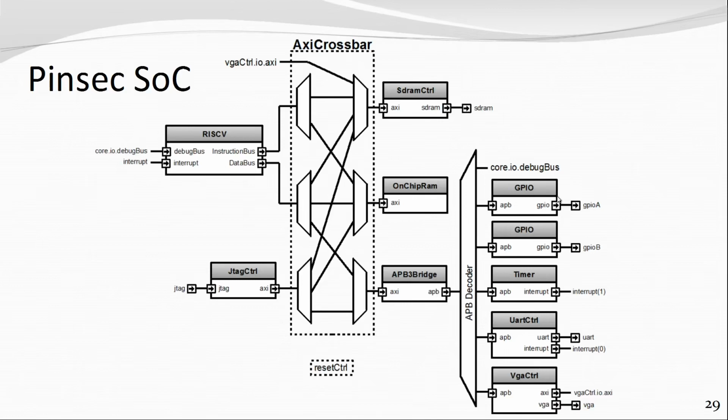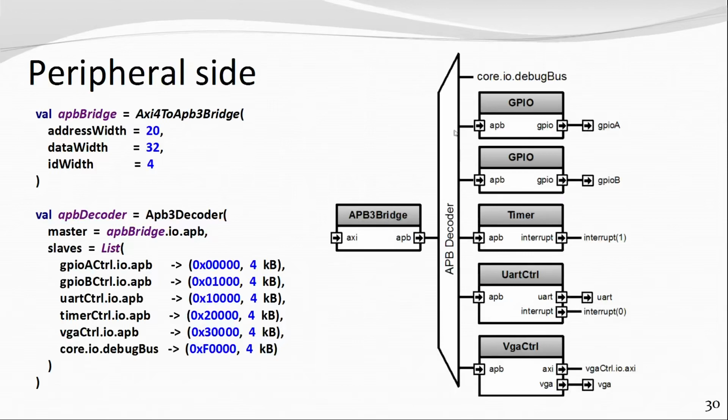And basically, there are some interesting things in the implementation of this design. For instance, the APB decoder. To instantiate this guy, for example, it uses 5 lines. I've already talked about these kinds of things before. But for example, to instantiate this guy and create all those connections between them, and also to define the mapping of all those guys in this arbitration, you say, I want an APB3 decoder. The master is the APB bridge IO APB, so this guy. And there you can give a list of slaves, like the UART controller IO APB will be mapped at this address with this memory range.